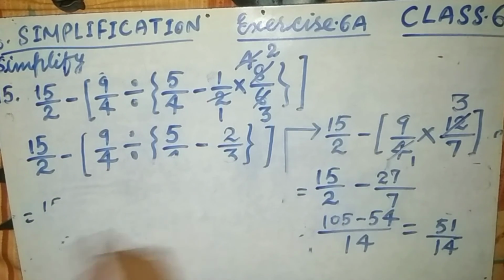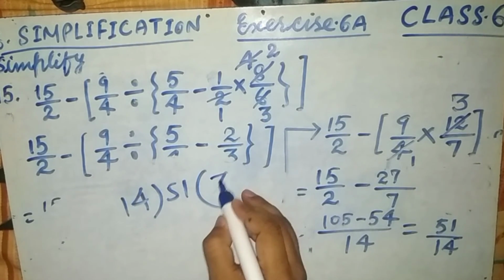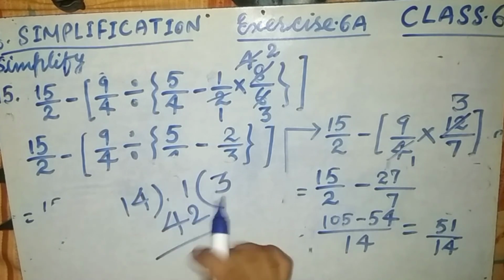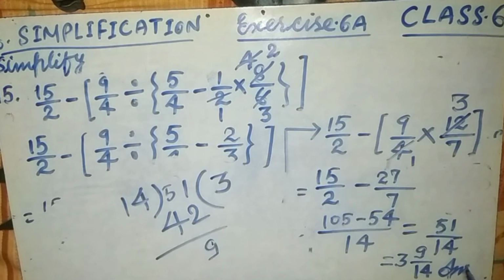Here 51 is here, 14 threes are 42. Now subtract, this is 9. Okay, I hope you are getting it. This could be written as a mixed fraction: 14 as it is 14, up is here the 9, and this is 3. So this is your answer. I hope you will understand.